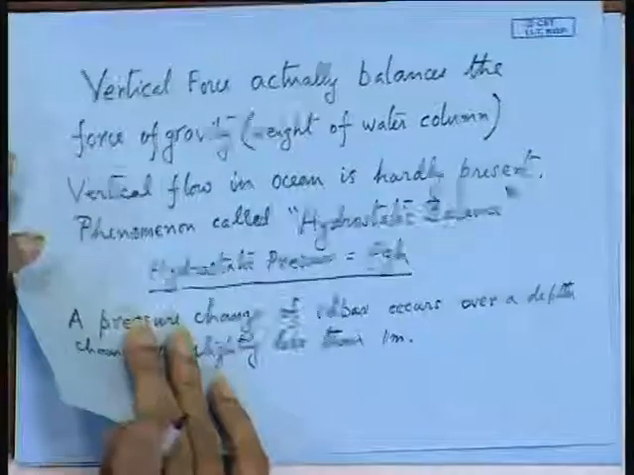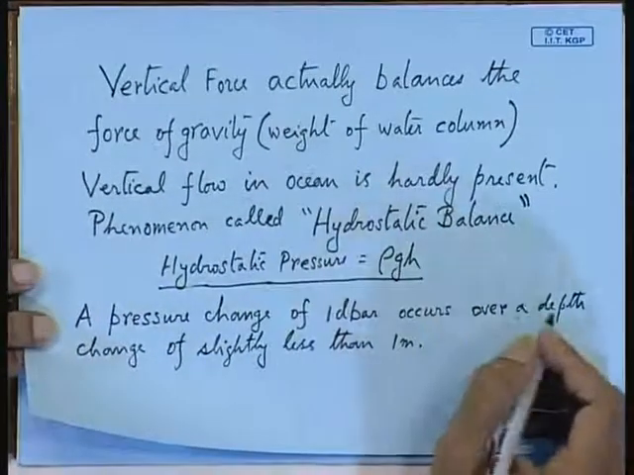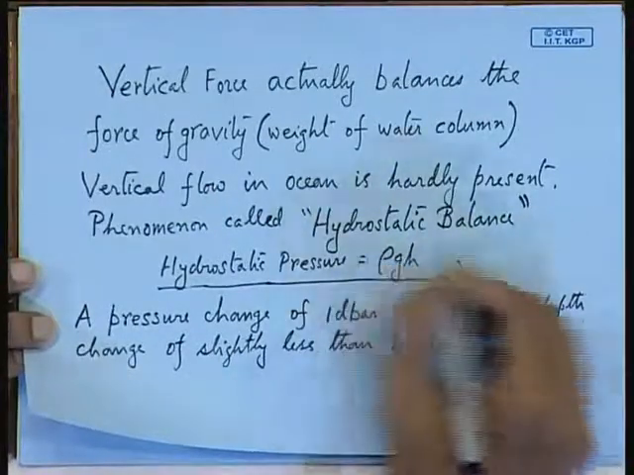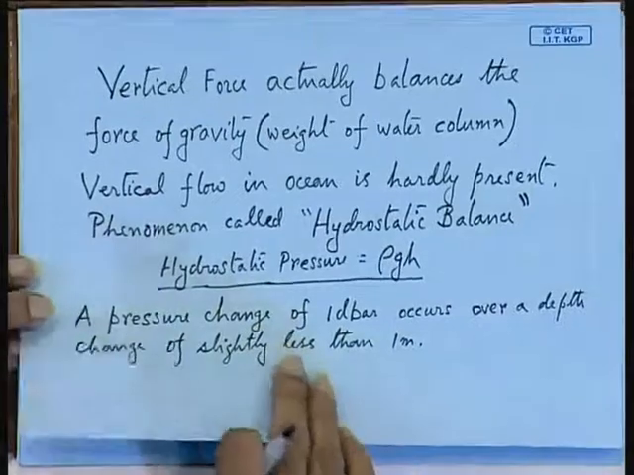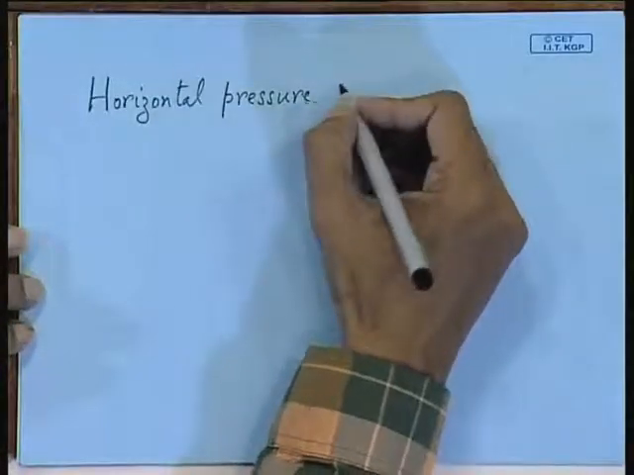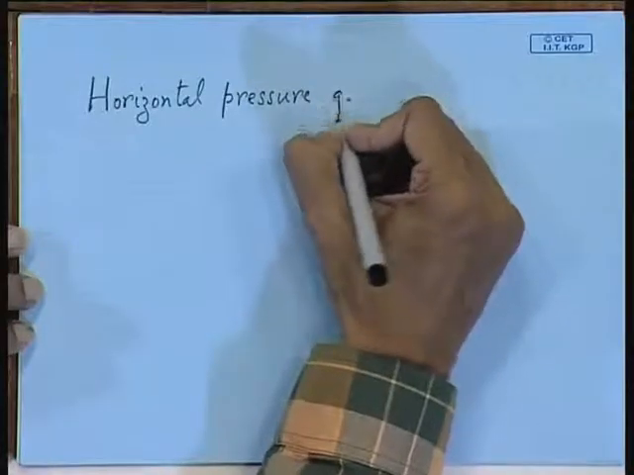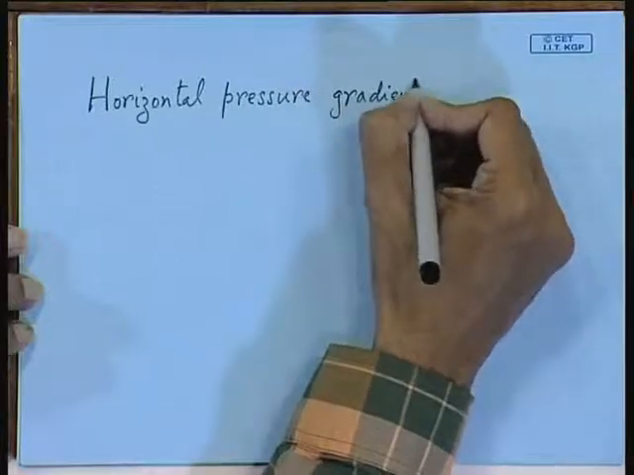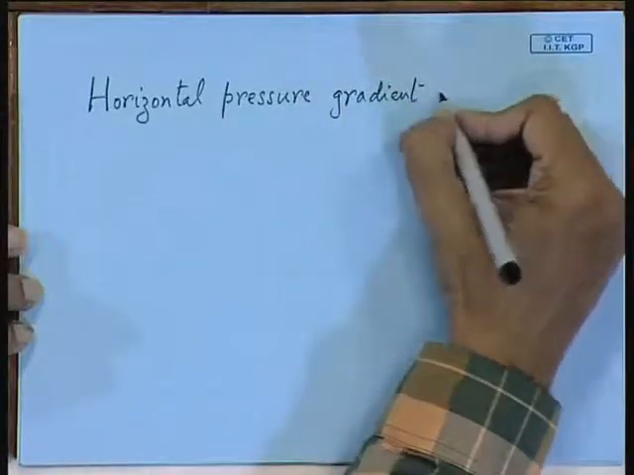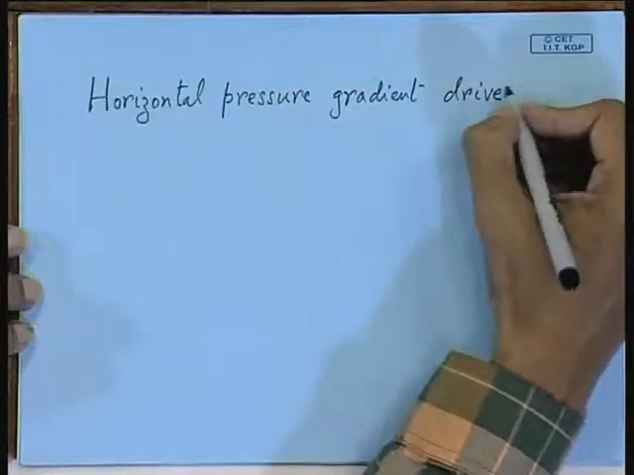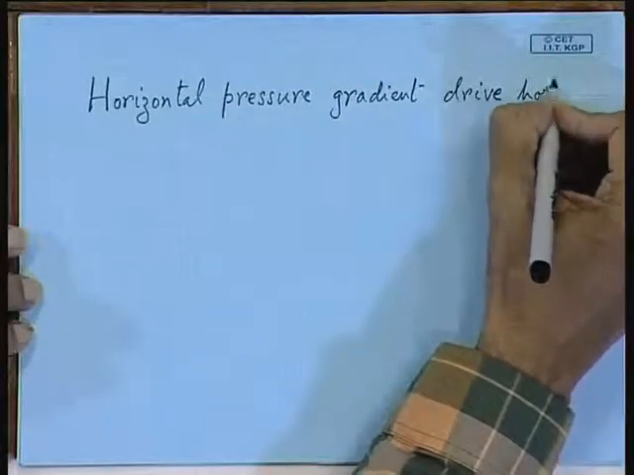But as you can see from this note, you still have a pressure change over a depth. Although it is balanced, you call it hydrostatic balance, but still there is some force there in the vertical direction. Now, horizontal pressure gradients drive horizontal currents, or you can write, drive horizontal flows.